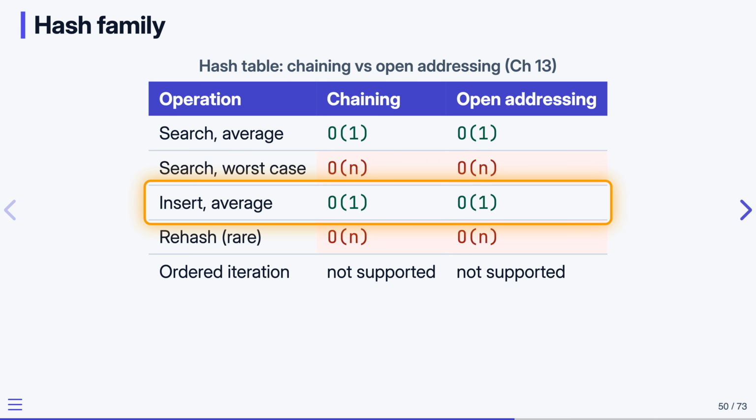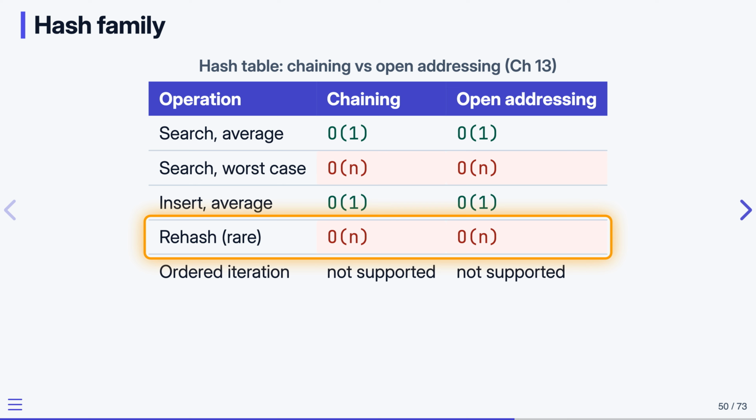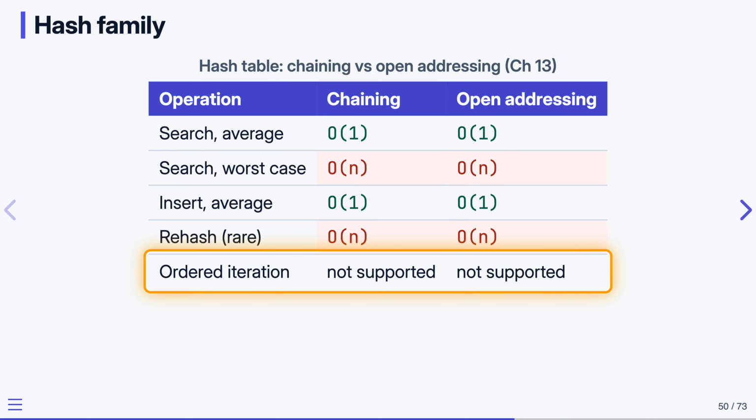Inserting is big O of 1 on average for both. Once in a while the table grows and rehashes every key. That single step is big O of n, but it is rare, so it averages out to cheap inserts. Neither one can walk the keys in sorted order. If you need order, a hash table is the wrong choice. Reach for a balanced tree instead.